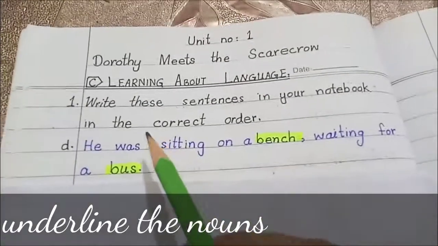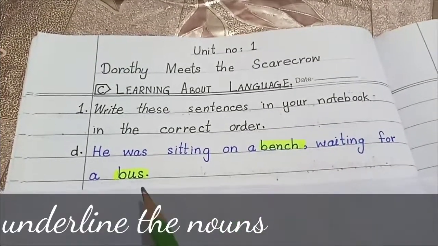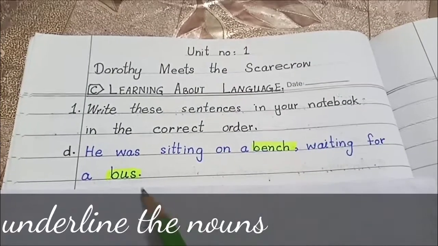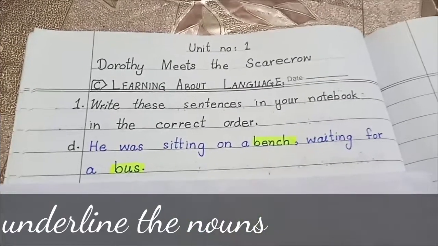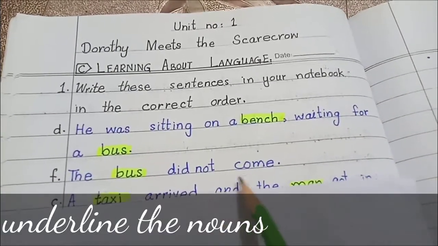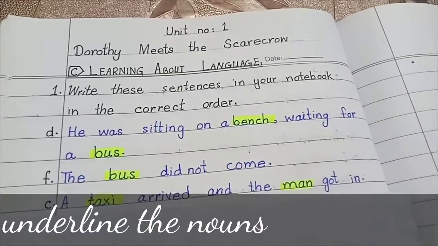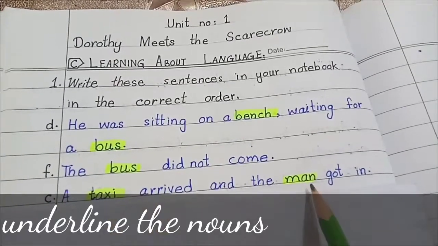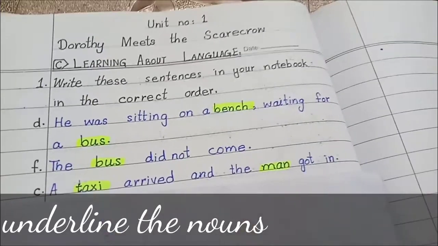Now take a look at this work. The first sentence is, he was sitting on a bench waiting for a bus. You can see in this sentence that bench is the name of a thing and bus is also the name of a thing. So both these words are nouns and you have to underline them. The bus did not come. So again bus is a noun here. A taxi arrived and the man got in. Here the words taxi and man are both nouns and you have to underline these two words.